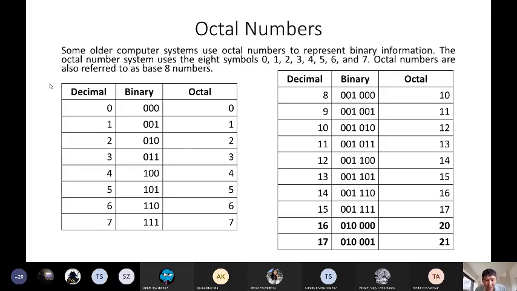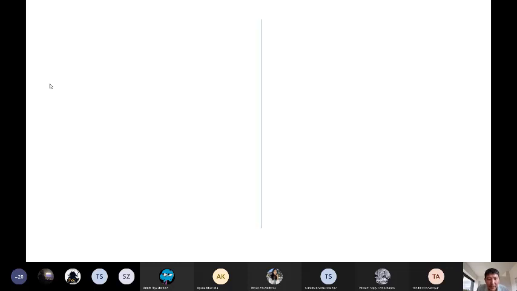So also check this table in the course book. Of course, you do not need to memorize all of these values, but you should understand the difference between binary, hexadecimal, and octal, how to convert to decimal, or for example, how to convert from binary to octal or to hexadecimal. This kind of difference you should understand.